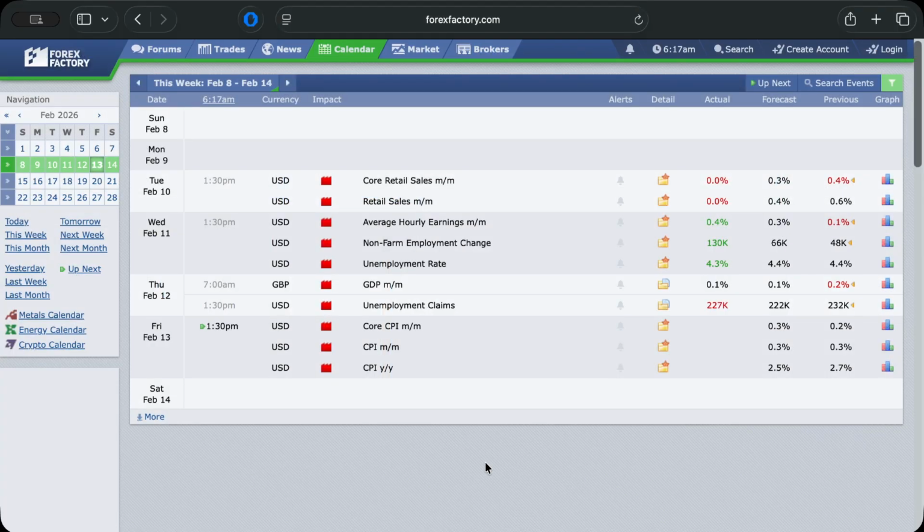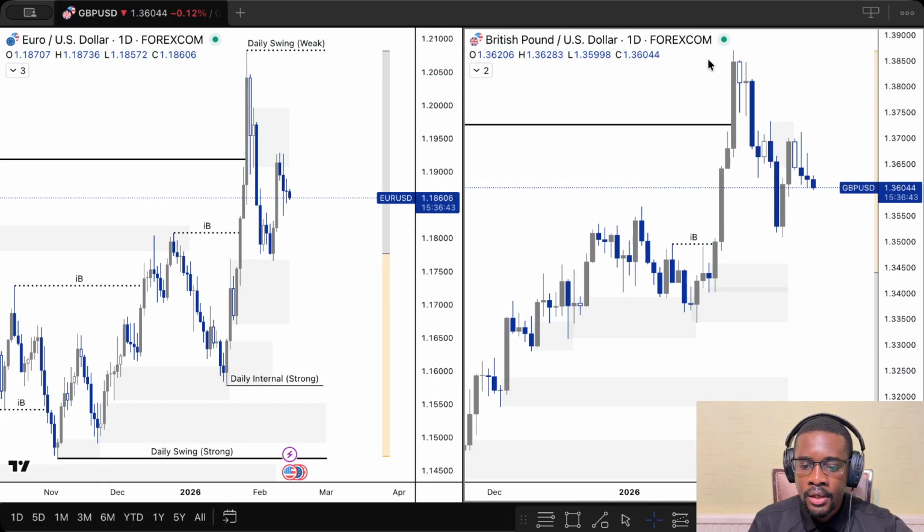Looking at the Forex Factory. So today is Friday. We have core CPI. So this is definitely a major news event, so we'll expect a lot of volatility to be injected in the markets at this time. Yesterday we didn't have anything really except GDP on the pound and then unemployment claims on the USD. So let's look at the charts and see what was presented.